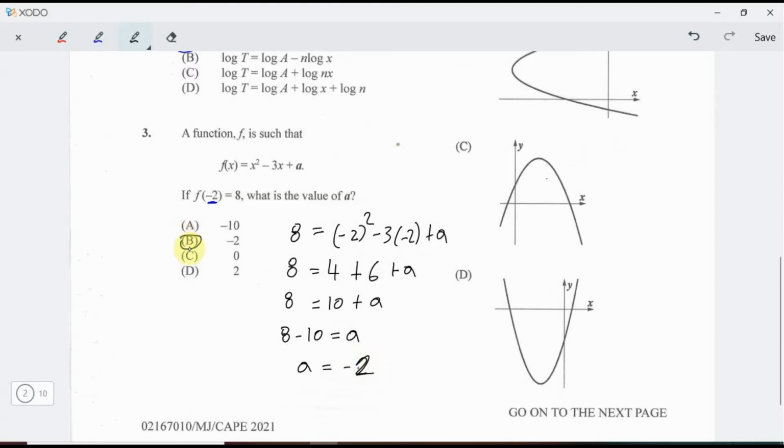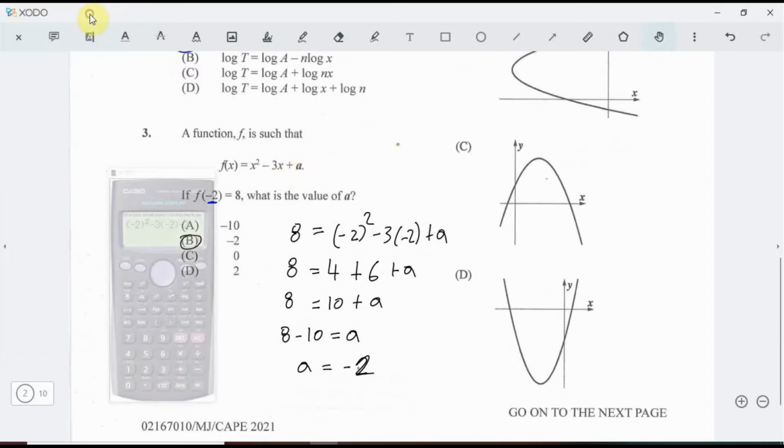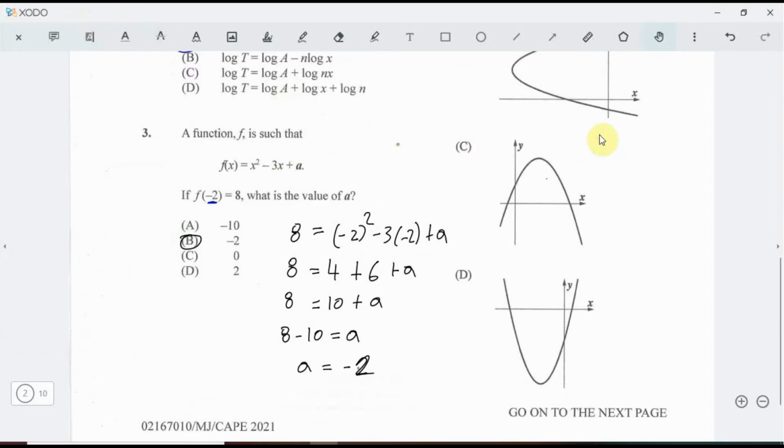So that's option B. Now, when you get your answer, what I ideally recommend for you to do is just check it. Look how we're going to check it. So take out your calculator, put in negative 2 squared minus 3 times negative 2 minus 2. That should give you 8. So let's see. Yes, we got our 8. In other words, the negative 2 is definitely a. Wow! So that's question 3.